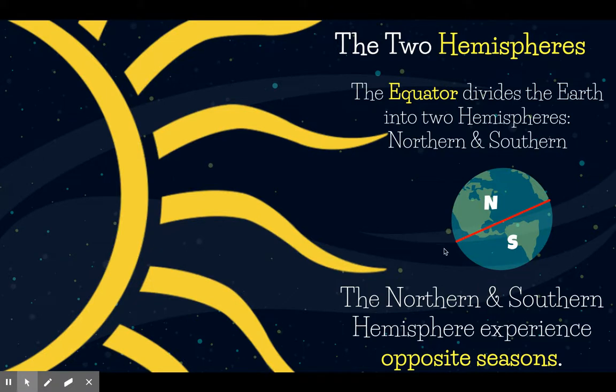Now, the equator divides the Earth into two hemispheres, the northern hemisphere, which is the top part, and the southern hemisphere, which is the bottom part. The northern hemisphere and the southern hemisphere experience opposite seasons. We live in the northern hemisphere. People who live in the southern hemisphere, like in Australia, for example, they experience the exact opposite season of whatever we are currently experiencing.